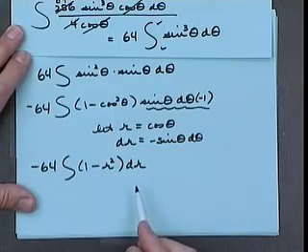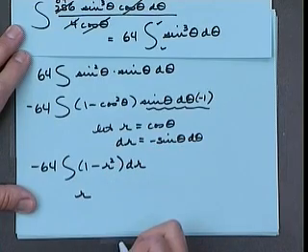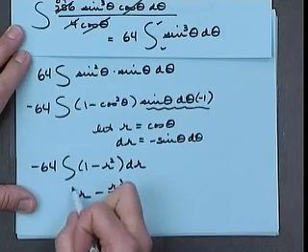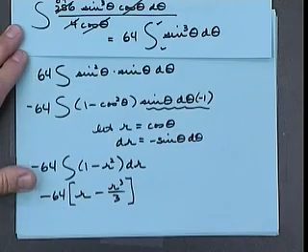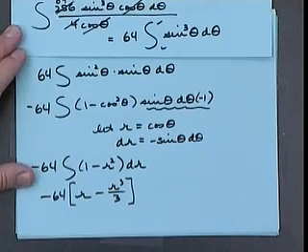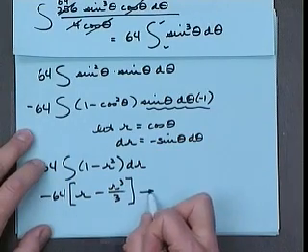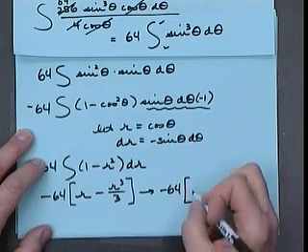What's the integral of 1 with respect to r? Would be r. And the integral of r squared with respect to r? r cubed over 3. We've got a negative 64 out in front. Now let's see if we can track our way back. Everywhere there's an r, we should replace it with cosine theta.